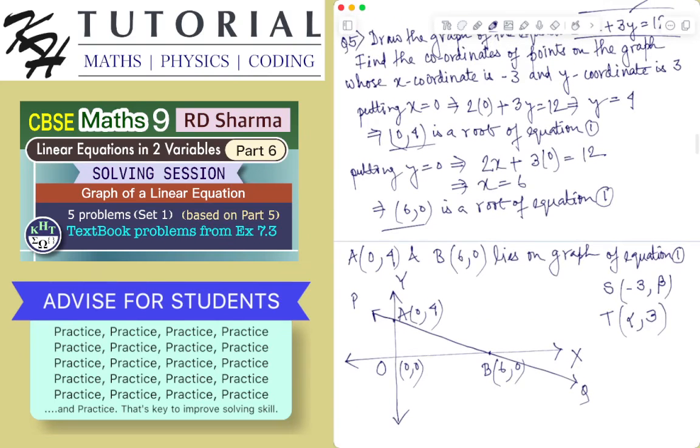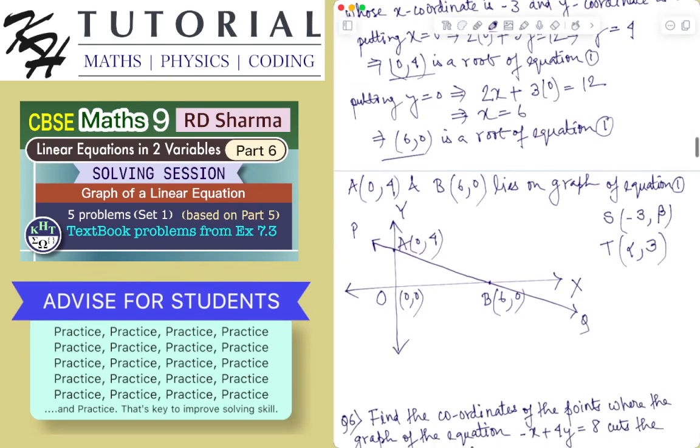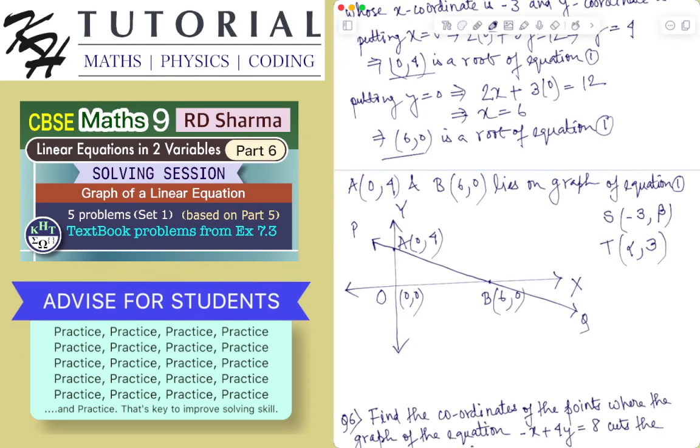So the question was to find coordinates of points on the graph whose x coordinate is -3. The point whose x coordinate is -3, we are considering as S, and let the corresponding ordinate or y coordinate be beta. The point whose y coordinate is 3, we are considering to be T, and we are assuming the abscissa of that point to be alpha. So we have to now find alpha and beta. Clearly (-3, beta) will be a root of the equation.